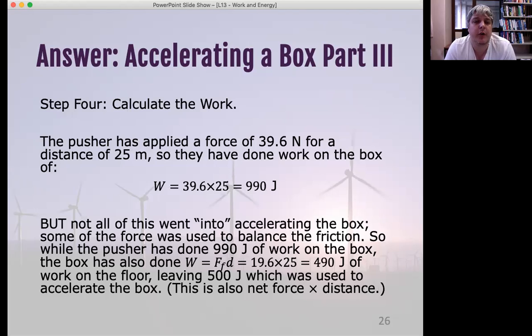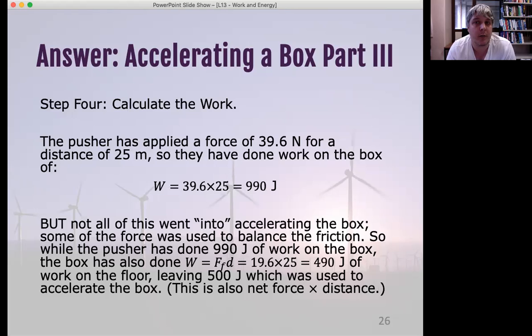But not all of this work went into accelerating the box, right? Some of that work was used to balance friction. When you pushed, or whatever was pushing, some of that was balancing friction, and some of it was going into accelerating the box. That means some of that work was going into opposing friction, and as we said already, the box does work on the ground as a result of that friction. Friction means the box is doing work on the ground.